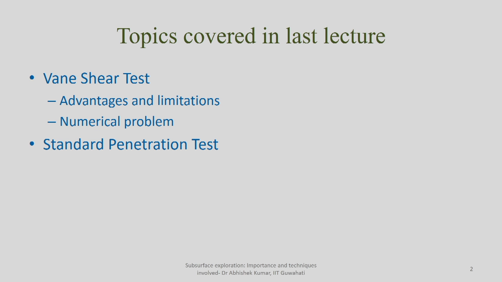Then limitations also we discussed, like in case of fissured material we cannot use it. Secondly, we cannot use it if the shear strength in horizontal and vertical directions is significantly different from each other. So we discussed certain advantages as well as limitations of the vane shear test. Then we solved some numerical problems to understand that once you know the field-measured torque, the dimensions of the vane, and the depth, you will be able to determine the undrained shear strength properties.